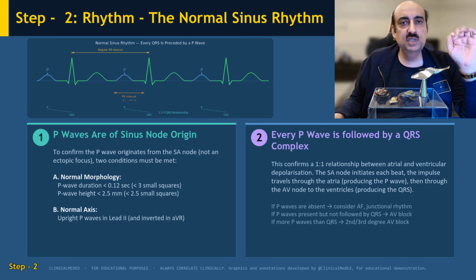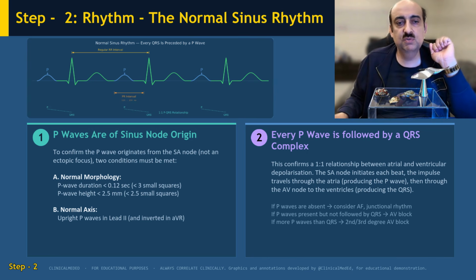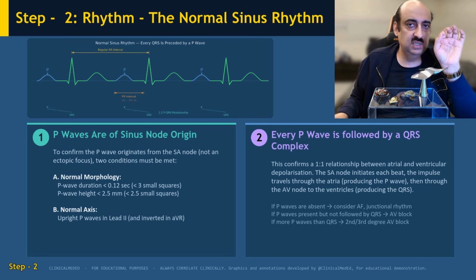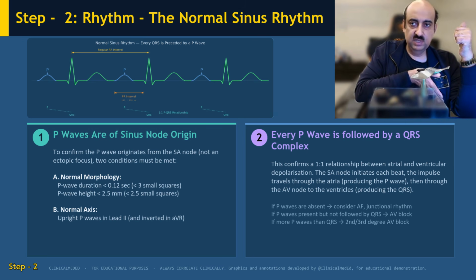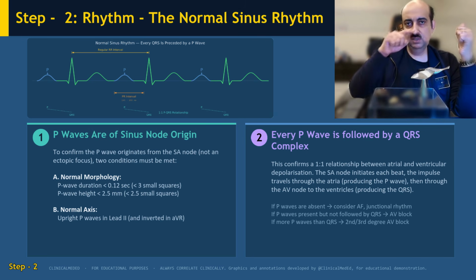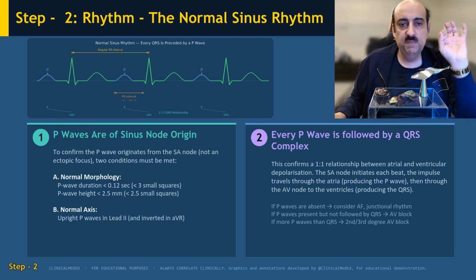The normal morphology, as we discussed before, is that the width has to be less than 3 small squares and the height has to be less than 2.5 small squares. So the width is actually less than 0.12 seconds, since each small square is 0.04, so 3 will be 0.12 seconds. And the axis should be upright, which means, as we were discussing before, lead 2 is facing downwards, so the cardiac vector or the axis is facing it, meaning the P wave should be upright in lead 2 and negative in aVR. So that is the sinus origin.